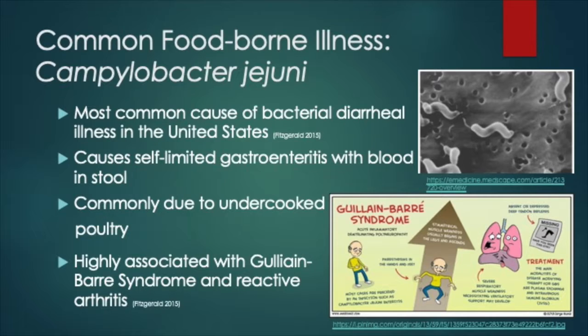Interestingly, Campylobacter is highly associated with Guillain-Barré syndrome, a neurologic disorder causing self-limited paralysis. Of all patients with Guillain-Barré syndrome, nearly 30% will have a preceding Campylobacter infection. Campylobacter is also associated with reactive arthritis, a migratory arthritis that may also have urologic and eye problems.